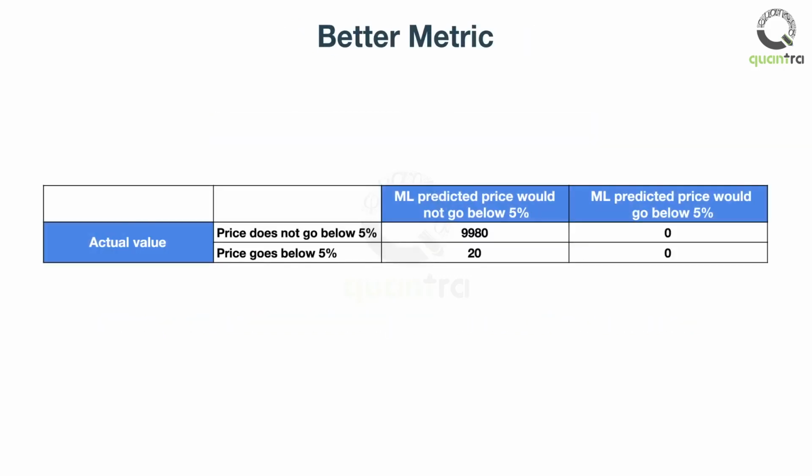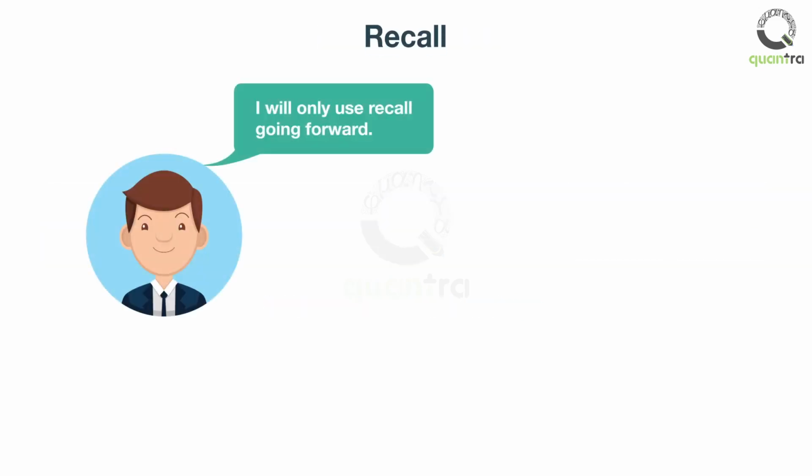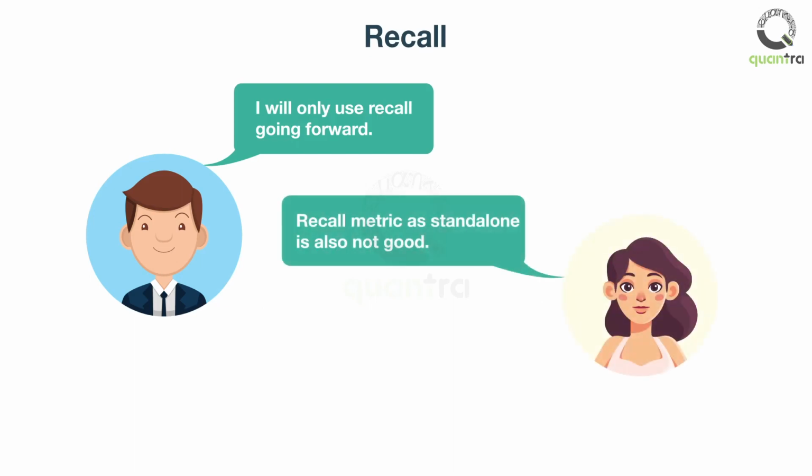Mary explained the problem to Rob and advised him that there is a better metric to use here. It is to check how many times the model predicted that the market will fall by 5% correctly. In the example, it is 0 out of 20 instances. This is called recall metrics. So Rob was delighted and said, "I will only use recall going forward." Mary had to tell Rob that recall is also not good as a standalone measure.